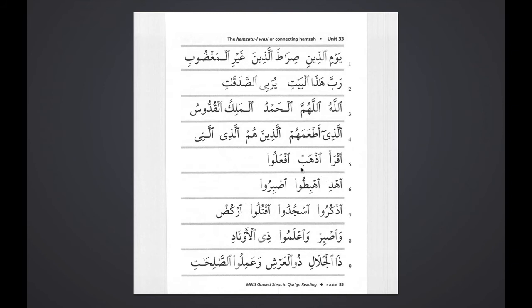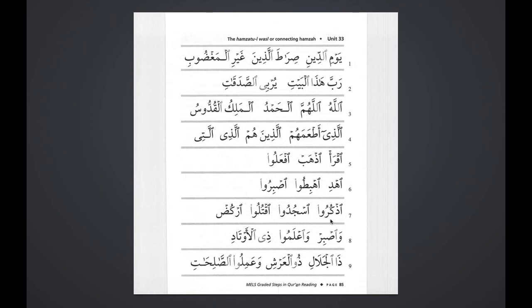Idhhab. If'alu. This alif at the end with a 0 over it, that's a silent letter. We're going to have another separate chapter for silent letters. But for right now, just make a mental note that this is a silent letter. It's grayed out. We don't pronounce it at all. If'alu. Line 6. Ihdi. Again, this is rule 3 because neither rule 1 nor rule 2 applies. Ihbitu. Again, we have that silent alif at the end, so ignore that. Isbiru.